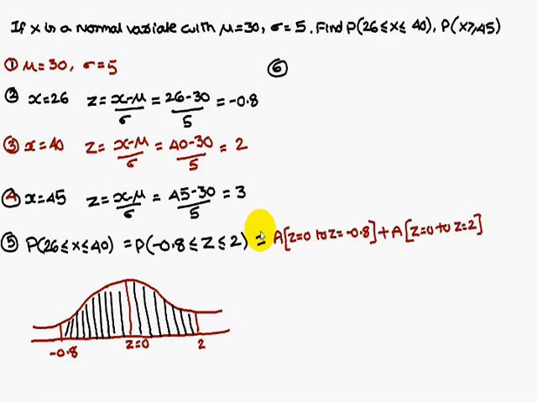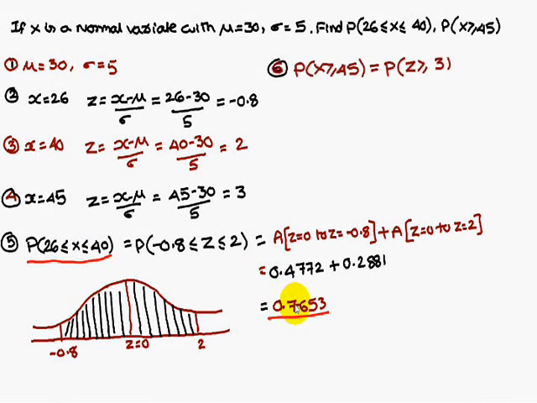So how will you find it? That is nothing but the area from z = 0 to z = −0.8, plus the area from z = 0 to z = 2. These values are from the normal distribution table: 0.2881 and 0.4772. If you add these two values, you are going to get 0.7653. So the probability of 26 ≤ x ≤ 40 is 0.7653.